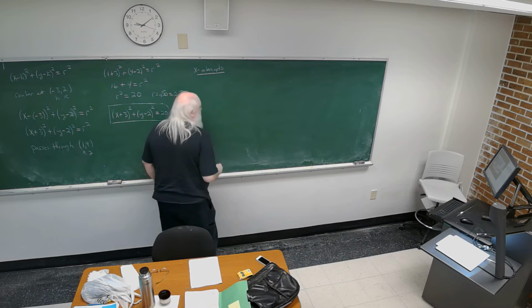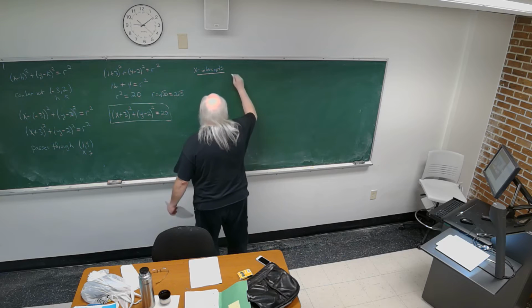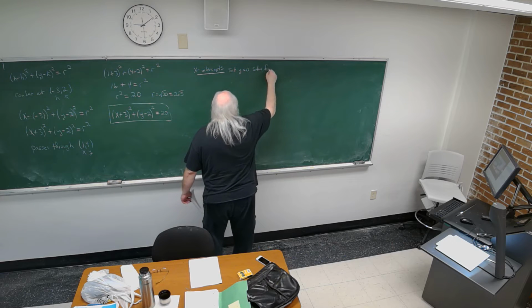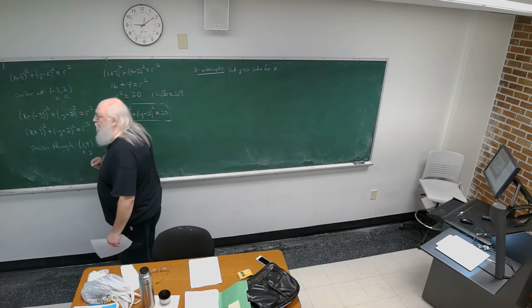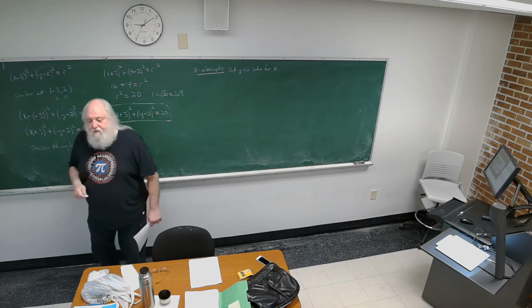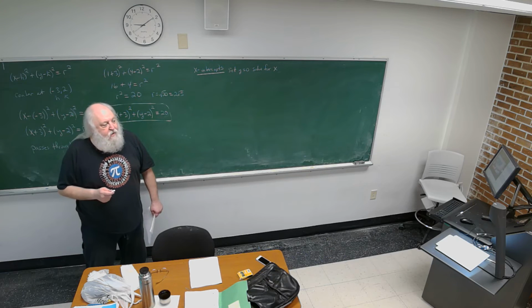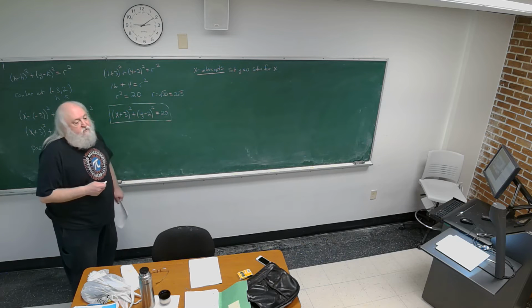Well, to find the x-intercepts in the graph of an equation, you set y equals 0 and solve for x. Remember, the x-intercepts are where the graph either crosses or touches the x-axis. And where it crosses or touches the x-axis, the y coordinate is 0. So we just set y equals 0 and solve for x.